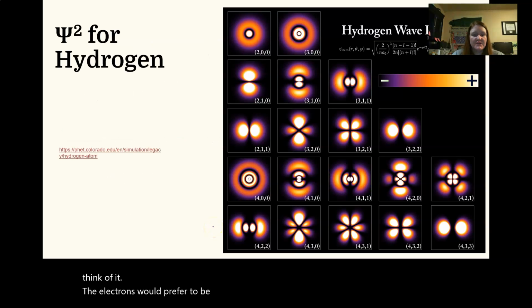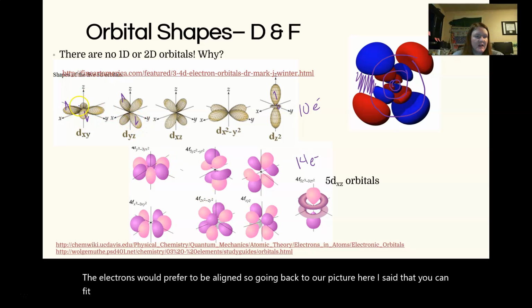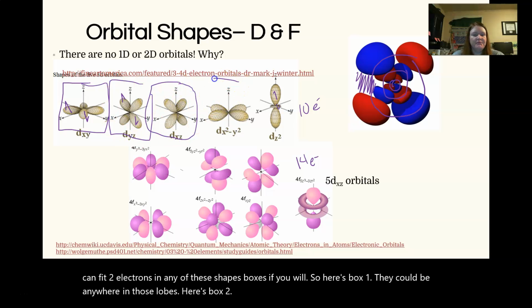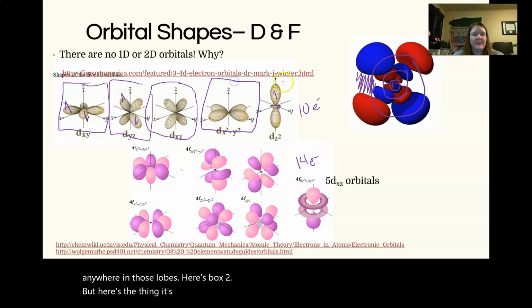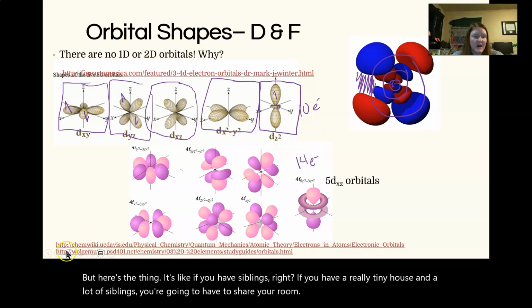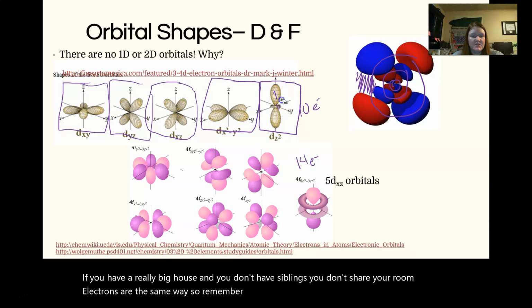So going back to our picture here, I said that you can fit 2 electrons in any of these shapes, boxes, if you will. So here's box 1. They could be anywhere in those lobes. Here's box 2. But here's the thing. It's like if you have siblings, right? If you have a really tiny house and a lot of siblings, you're going to have to share your room. If you have a really big house and you don't have siblings, you don't share your room. Electrons are the same way. So remember that electrons are repelling each other.